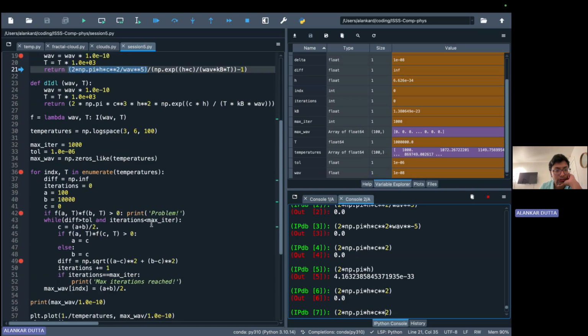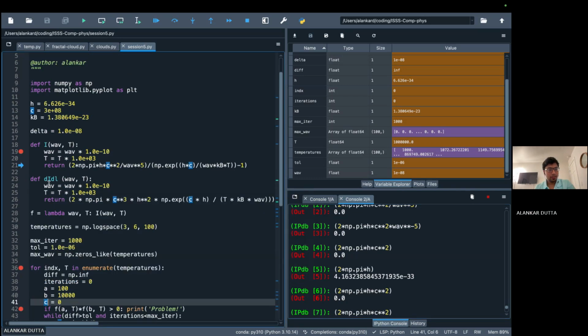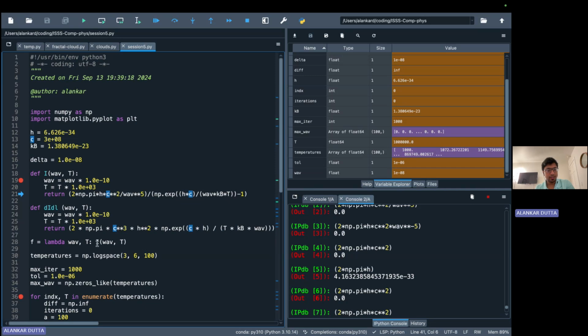Oh, got it. What has happened in here? This C and this C overlapped and clashed. This is a really, really silly error. So this is C0. Let's call this C0. Let's call this C0.